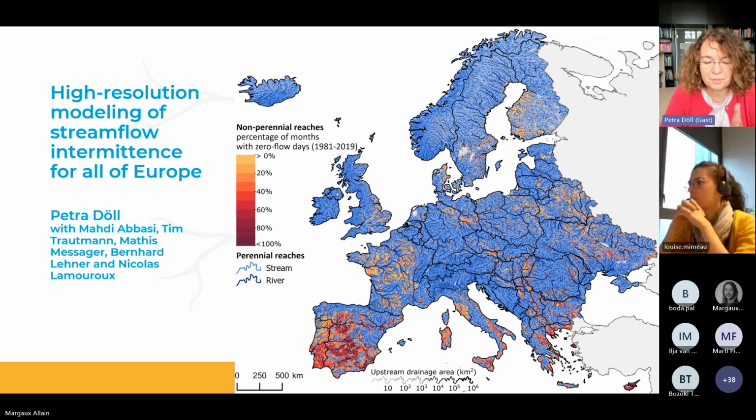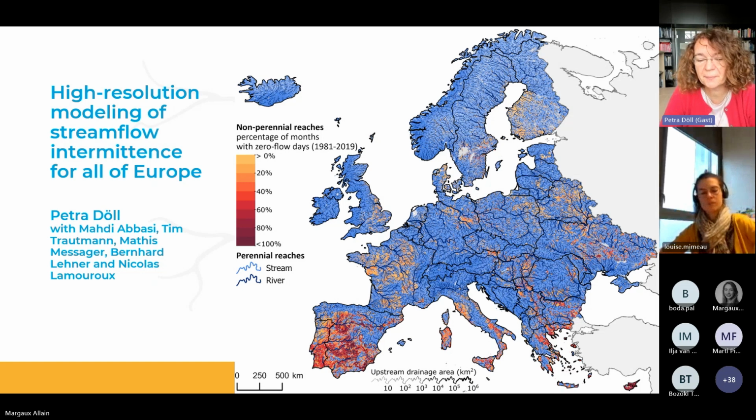And you see, of course, in Spain there's a lot of intermittency, and this is the major one, but also in France, where the Albarine Basin is, that Louise presented quite a bit in her presentation. Next.